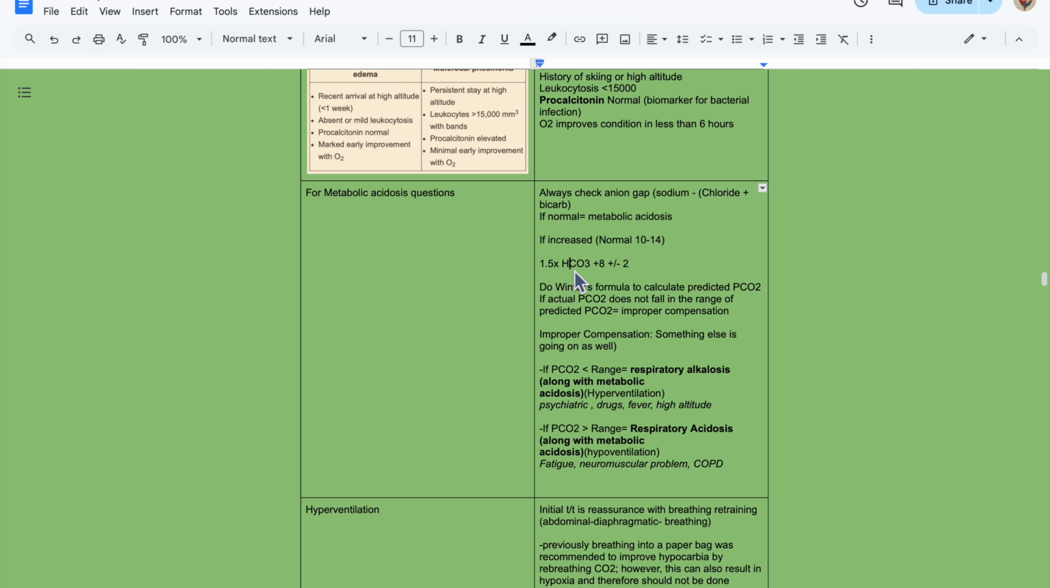Improperly compensated. Okay, so you need to know this formula: 1.5 times HCO3 plus 8, and plus or minus 2. If the lab PCO2 is less than the range that we came up with right here, then it is respiratory alkalosis along with metabolic acidosis, right? It could happen because of hyperventilation or psychiatric drugs, fever, or high altitude.